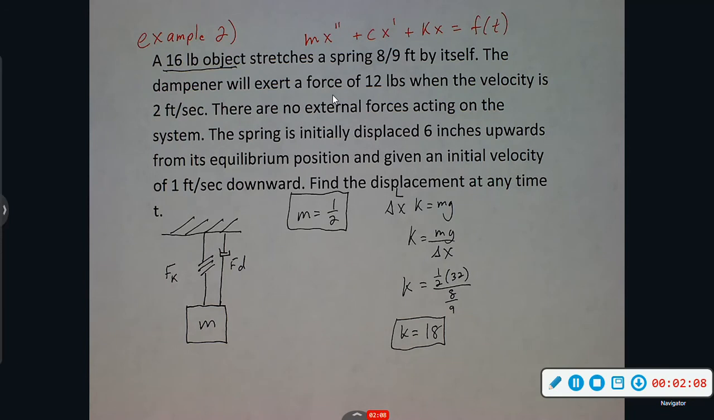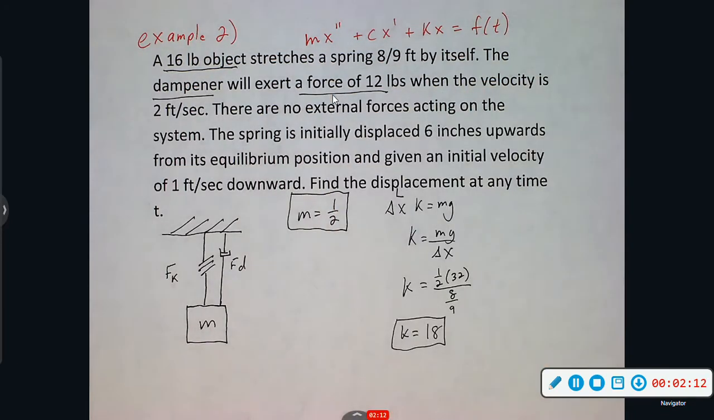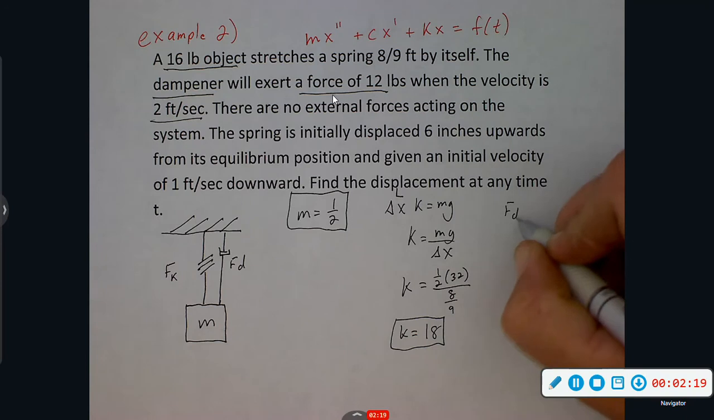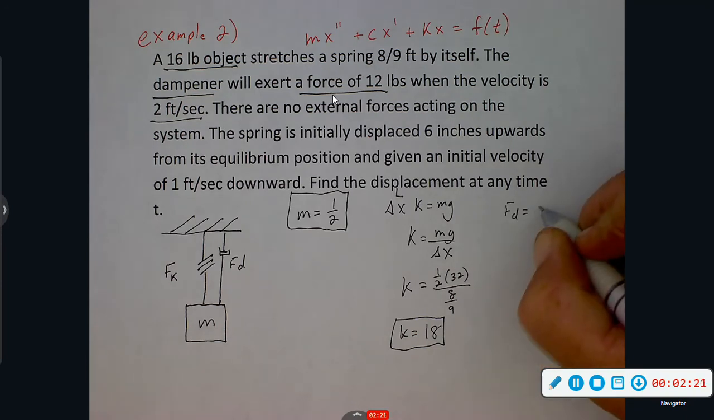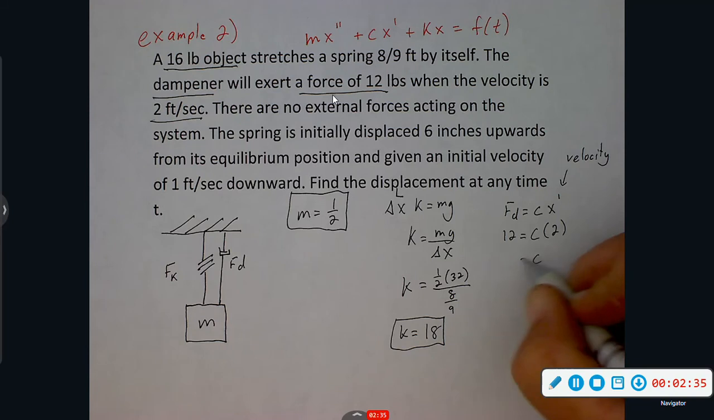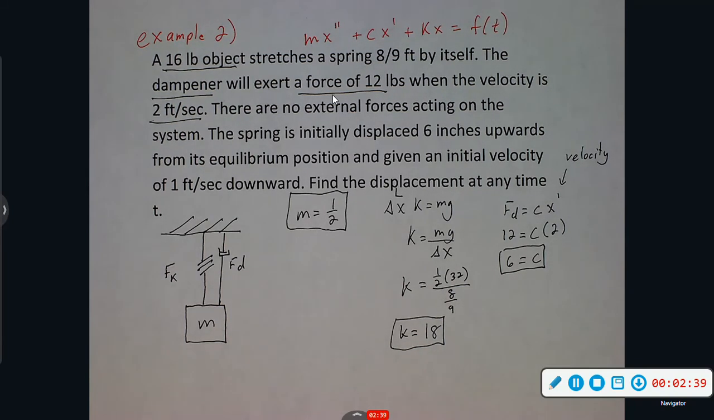But in this problem, we do have a damper. The damper has a force of 12 pounds and the velocity is 2 feet per second. So going back to that first video again, F of D equals C times your velocity. And again, that represents your velocity. So if you know the force is 12 pounds, and you're trying to find C because you know the velocity, then C is just 6. Again, let's lock that in. So this time we do have a C where last time we didn't.